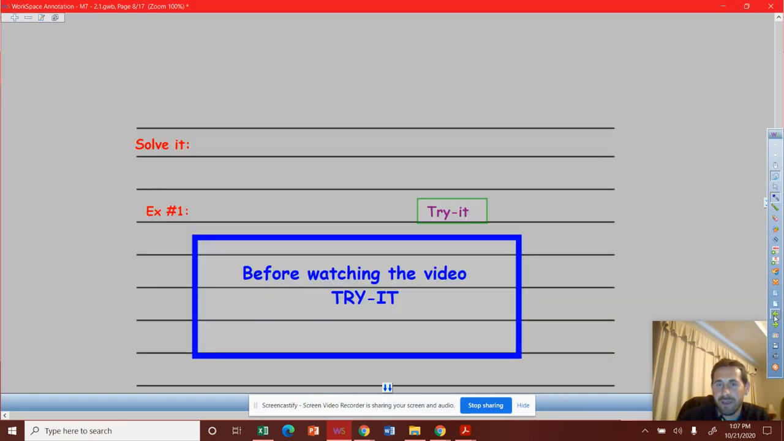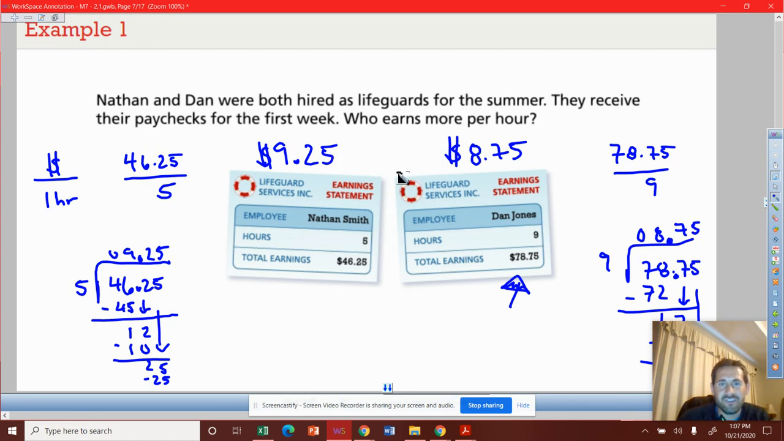We've got to go back, right? So she's somewhere in the middle of these guys. So Jennifer is at $9.15. She's right in between them, closer to Nathaniel than she is to Dan's earnings.